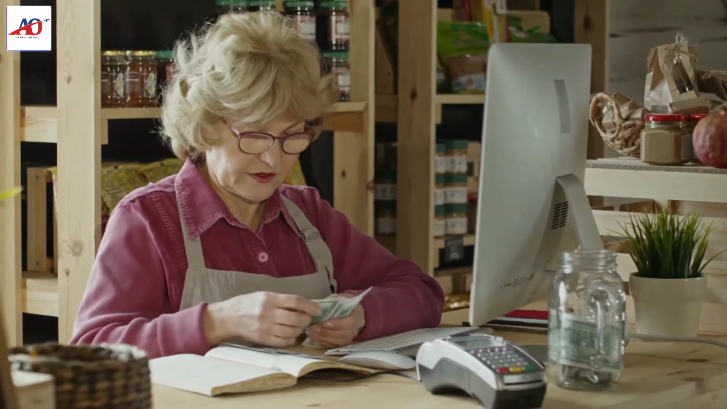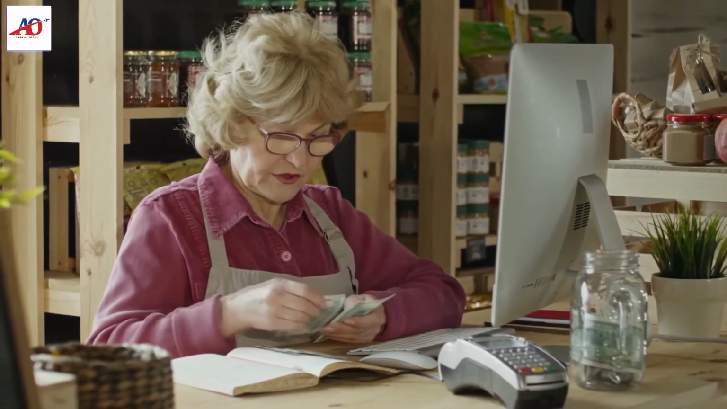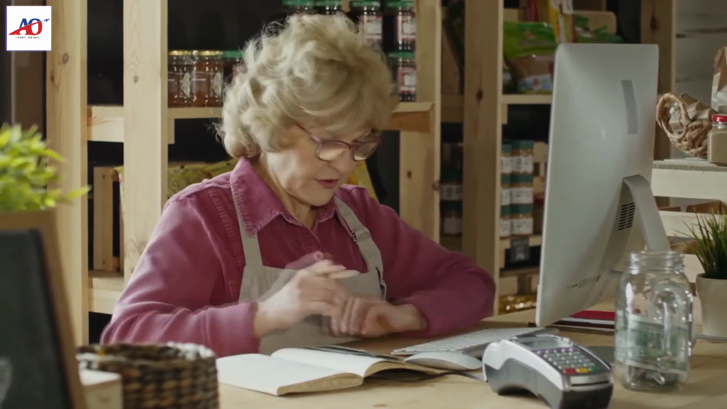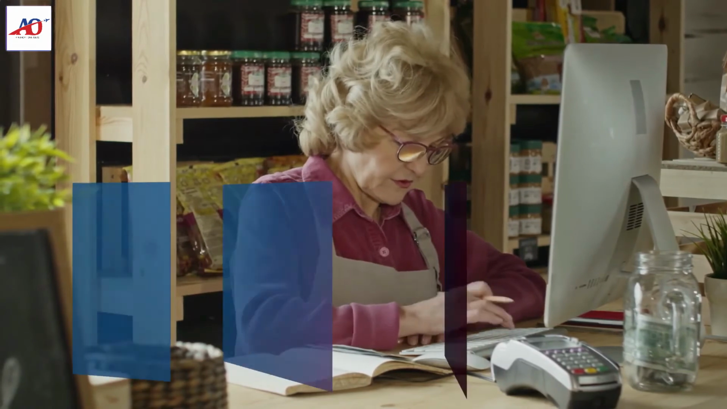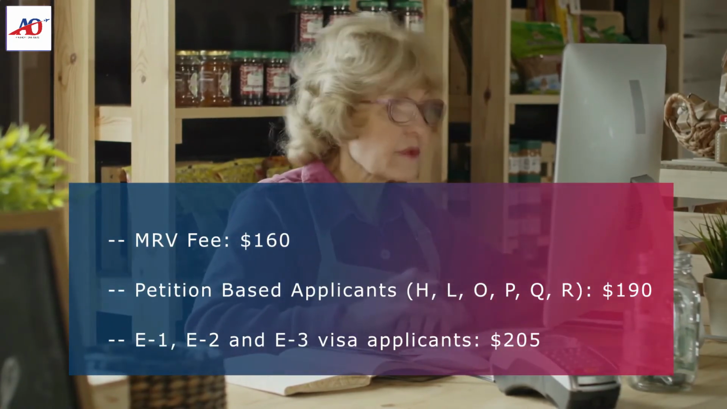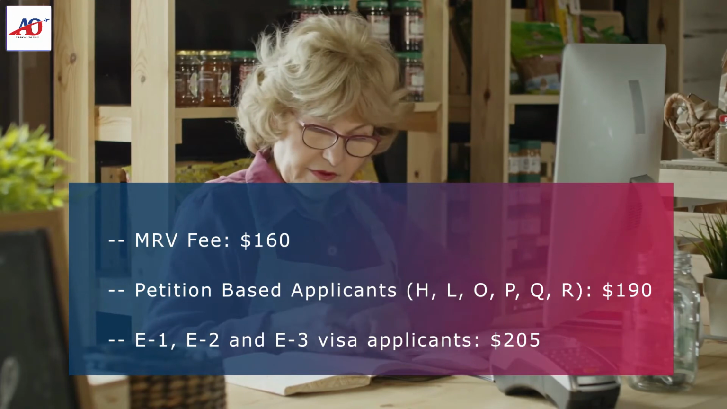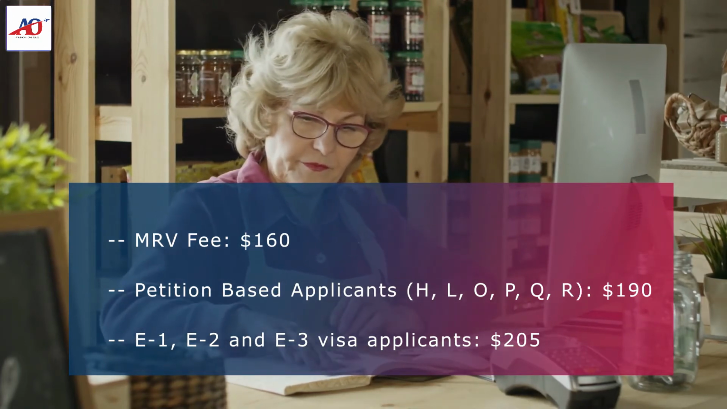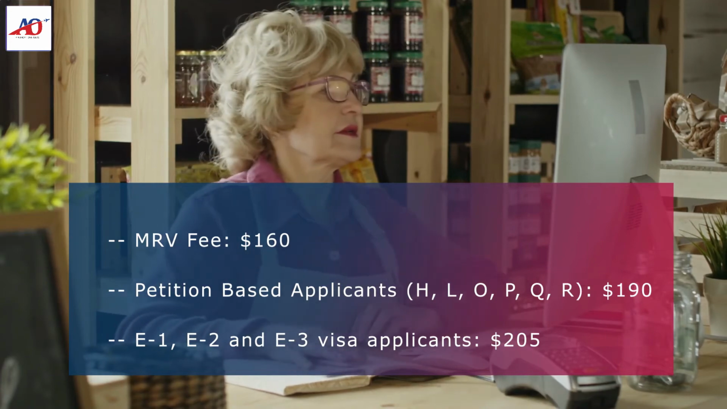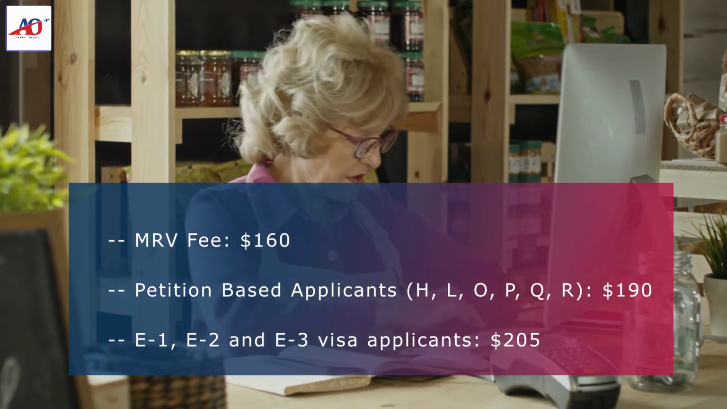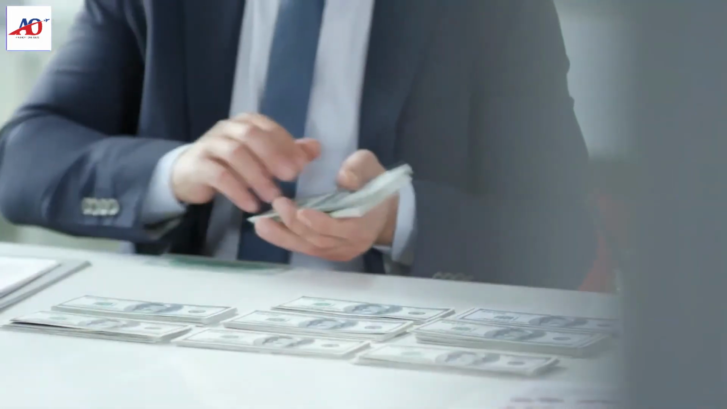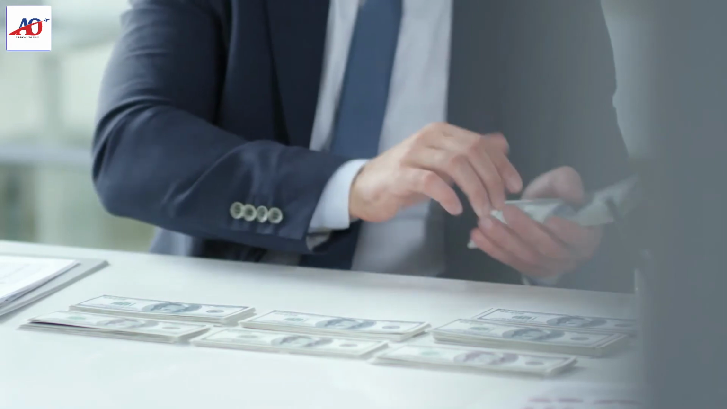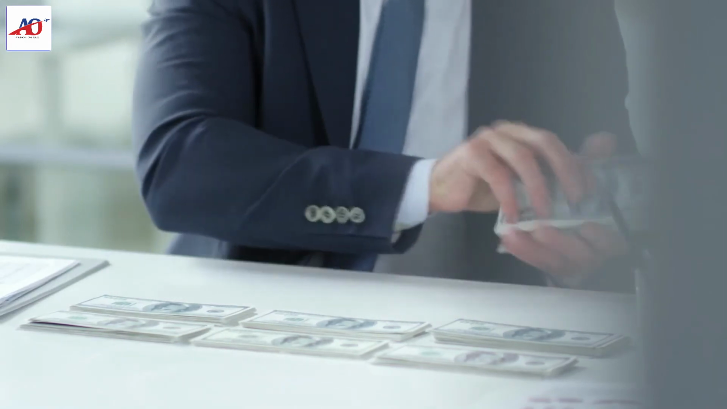Are there fees for getting a visa? The machine-readable visa fee is determined by the kind of visa needed. It is divided into 3 parts. MRV fee, $160. Petition-based applicants, H, L, O, P, Q, are $190. E1, E2 and E3 visa applicants, $205. If your visa application is denied or you cancel your appointment, keep in mind that the visa cost is non-refundable.